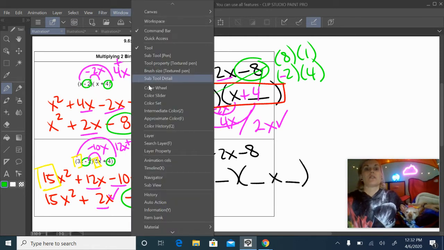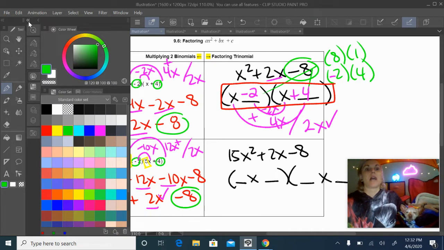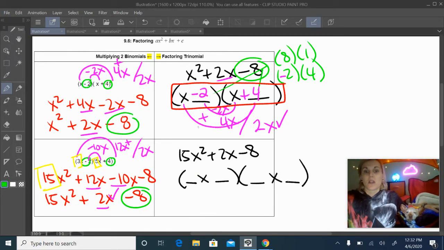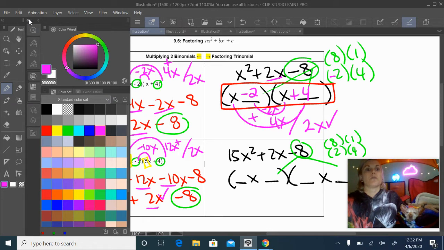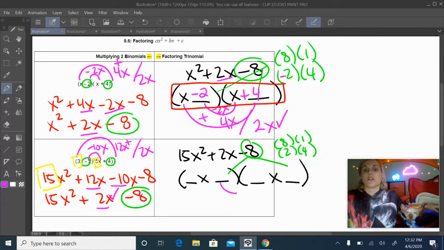So the pattern that we saw is that my last term, this -8, came from these two factors being multiplied together. So I'm going to circle that and say my factors are 8 and 1, and 2 and 4. Okay, so just like we factored before. What's the same is that I also know that when I multiply the insides together and add that to the outsides being multiplied, I have to end up with my middle term of 2x.